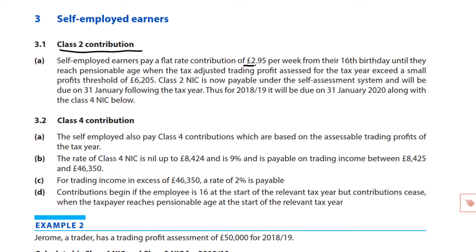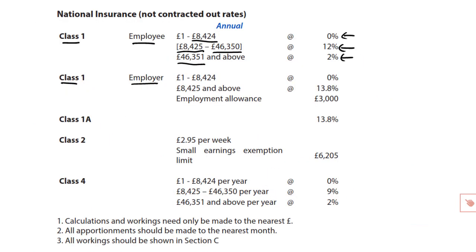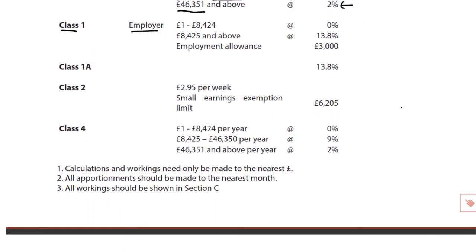It is a flat rate of £2.95 per week, payable as ever from their 16th birthday up until they reach whatever is their pensionable age. Only payable when the tax-adjusted trading profit assessed for the relevant tax year exceeds a small profits threshold of £6,205. Again, if we go back to our notes, there we go, Class 2, £2.95 per week. There's the small earnings exemption limit, 6205.